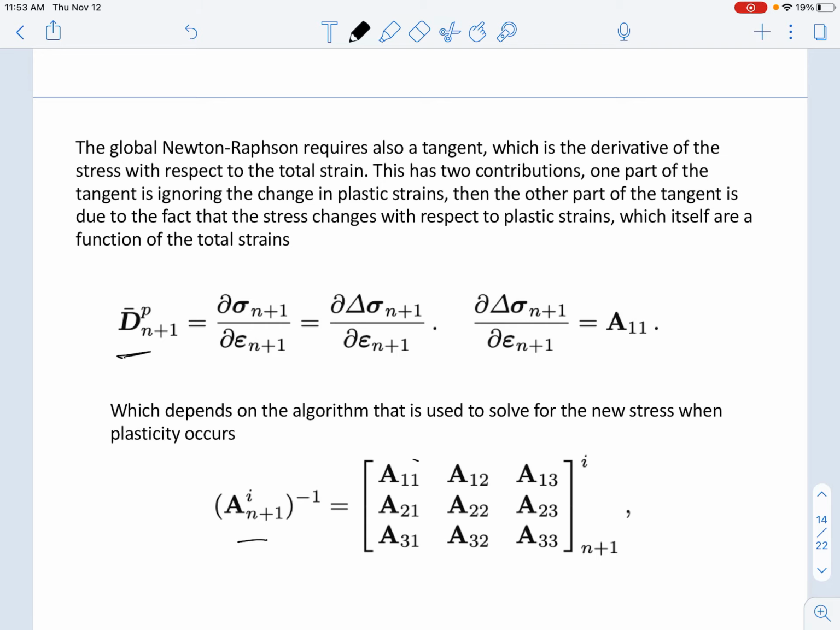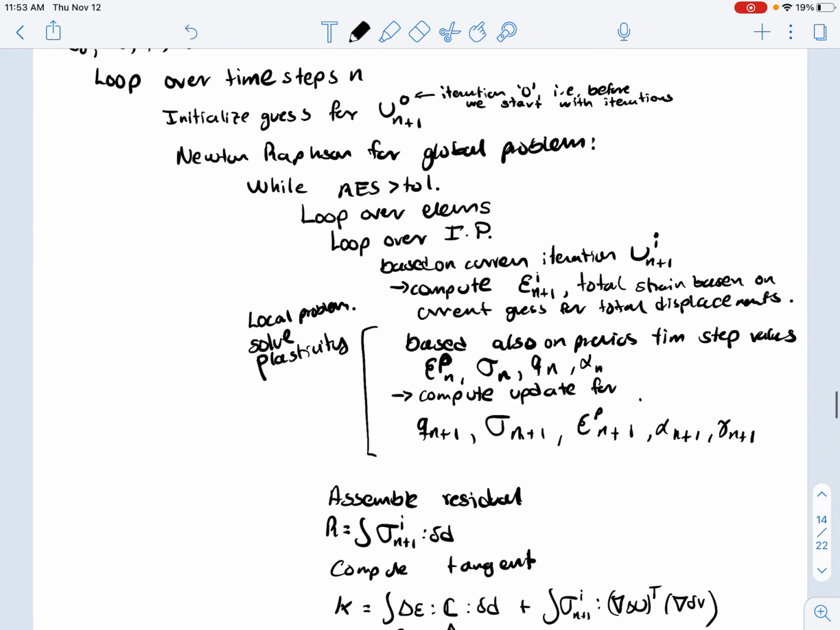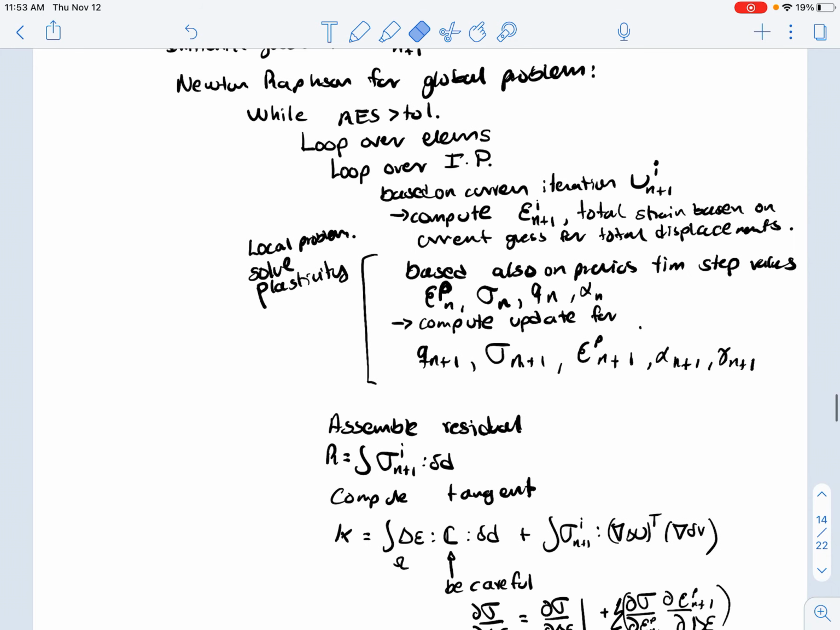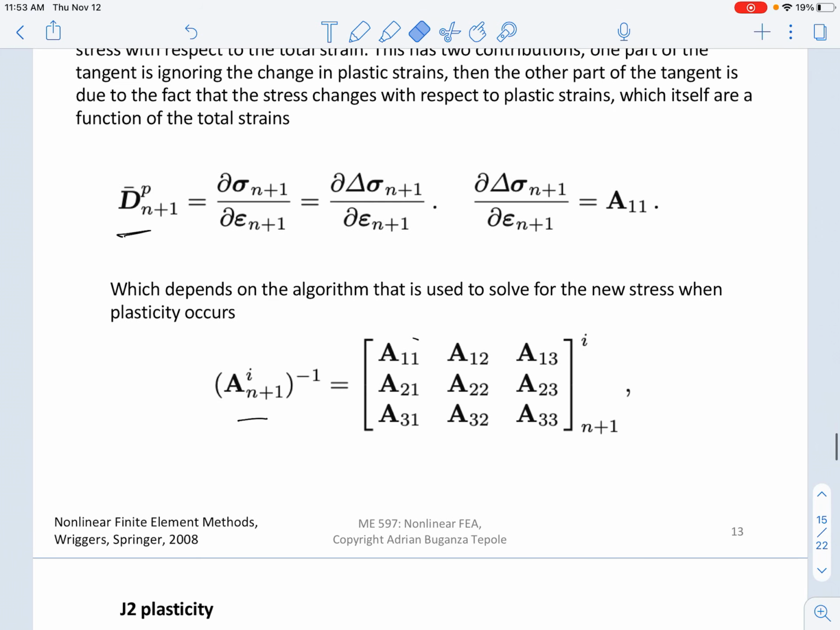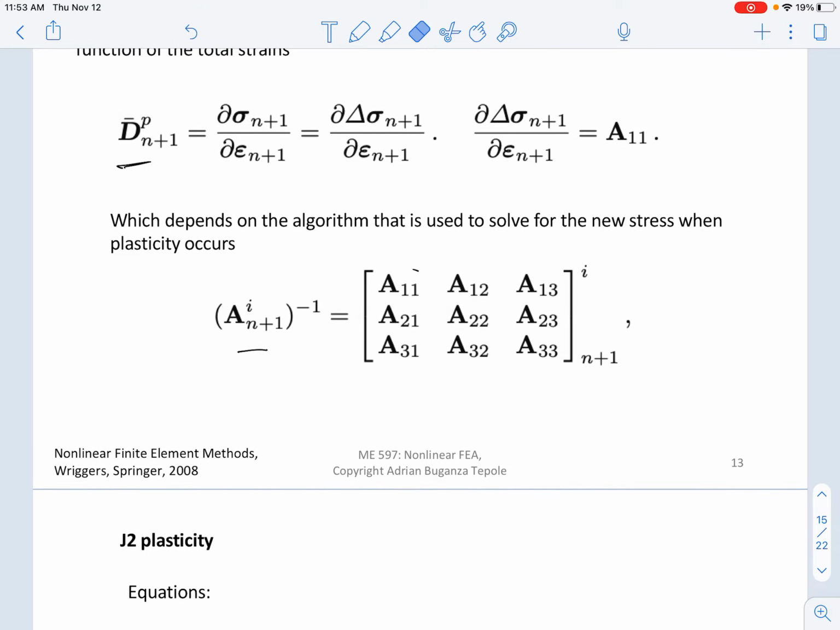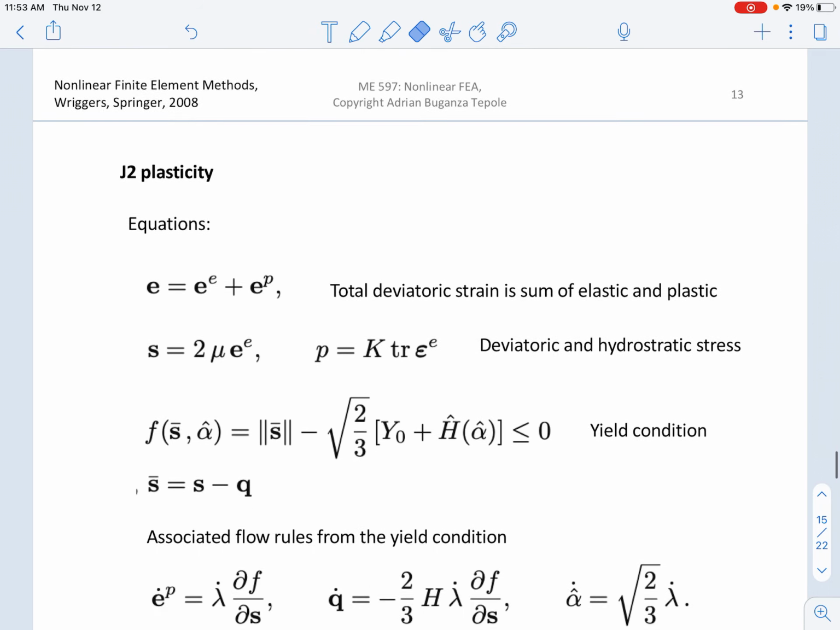And again, this is just because of the way we are solving the plasticity problem. So it all depends on how you're solving the plasticity problem. You want to compute what is the derivative of the stresses with respect to the plastic strains, and then that with respect to the total strains. So for this case, it's just the first entry of that local Newton-Raphson tangent.